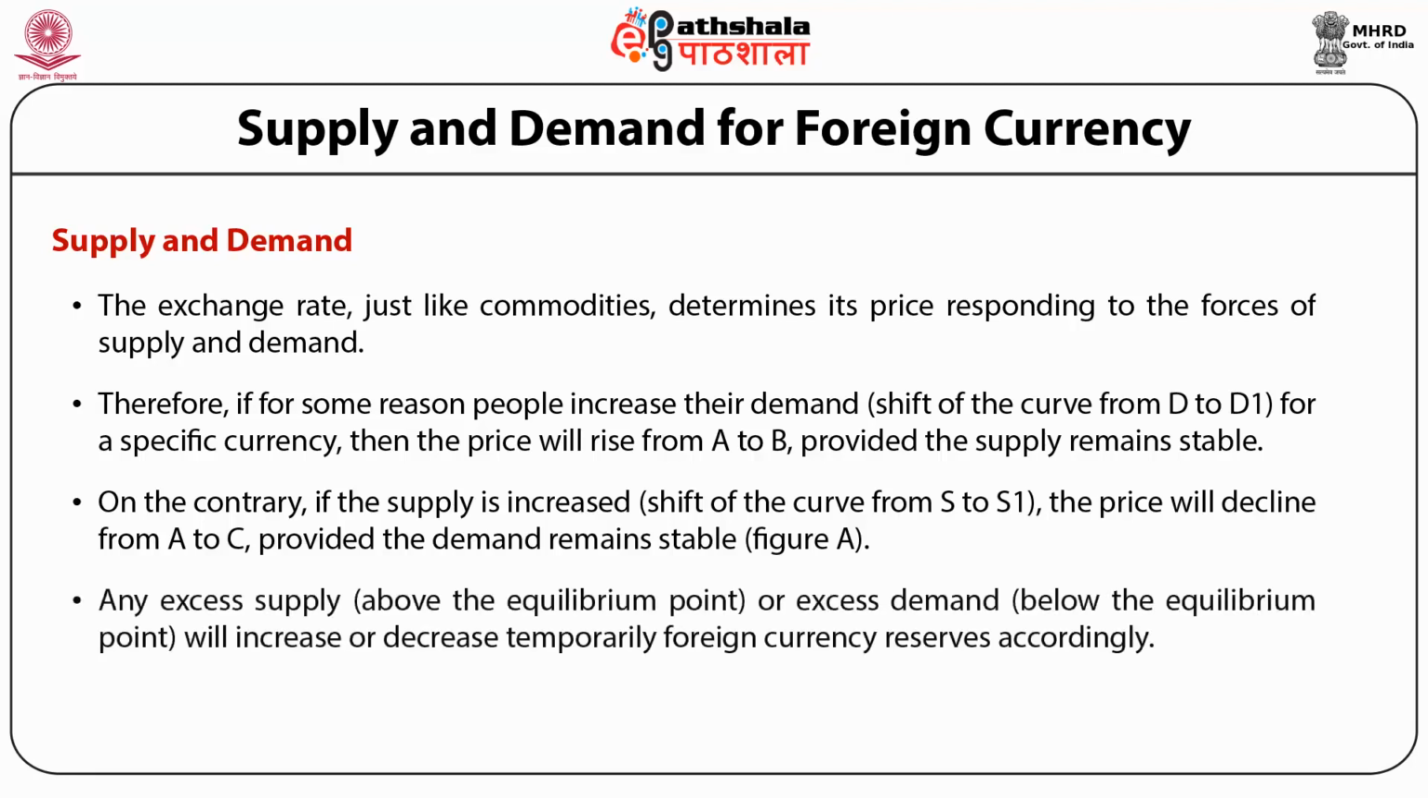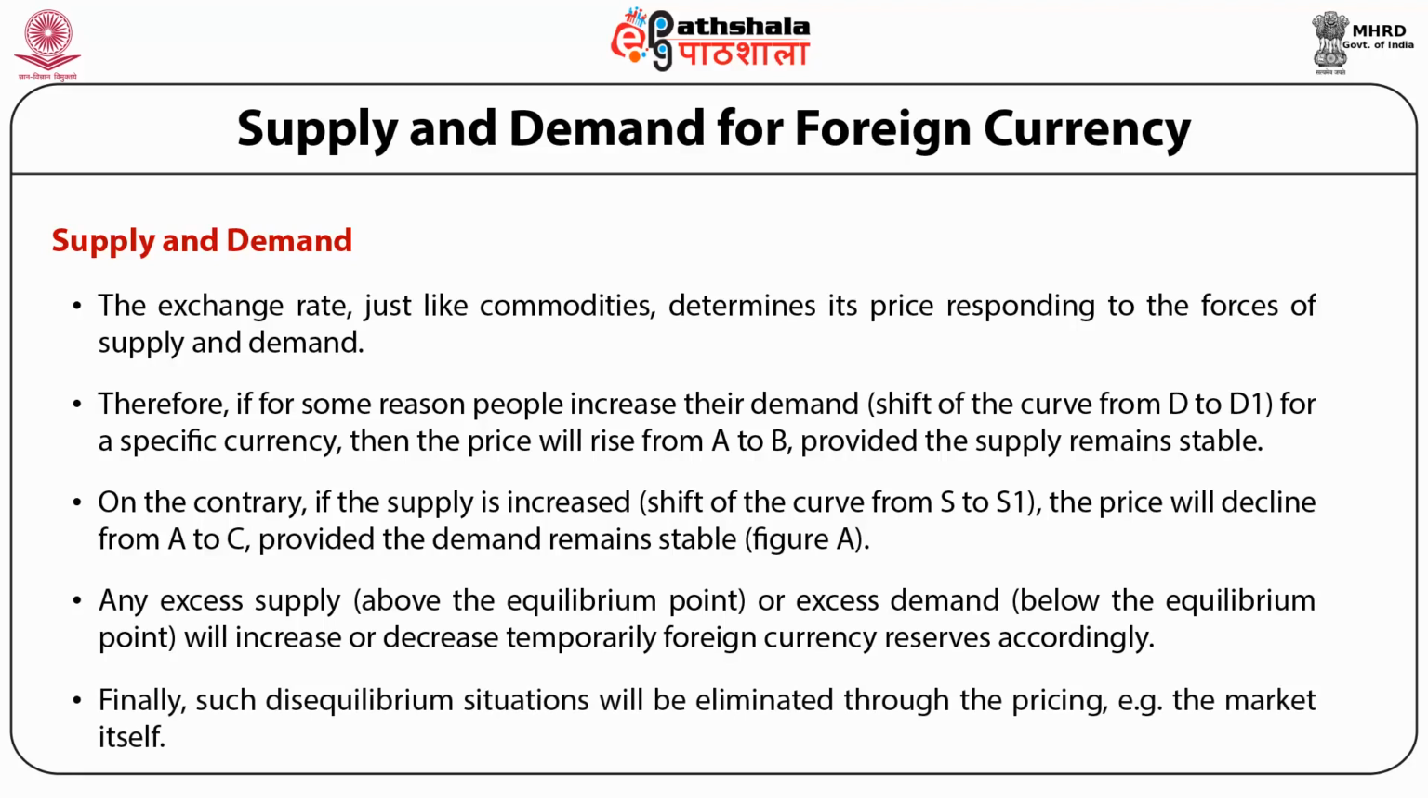Any excess supply, that is, above the equilibrium point, or excess demand, that is, below the equilibrium point, will increase or decrease foreign currency reserves temporarily, accordingly. Finally, such a disequilibrium situation will be eliminated through the pricing. For example, the market will do it for itself.